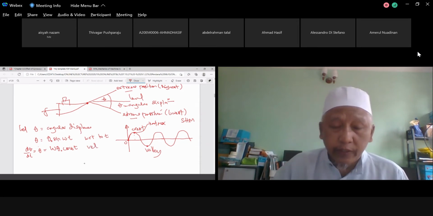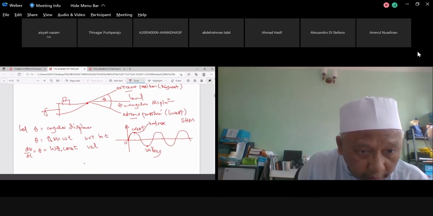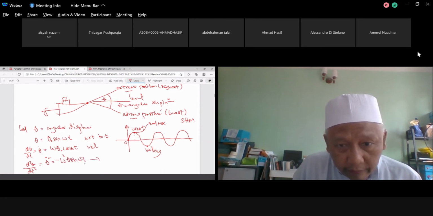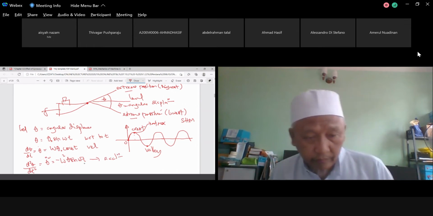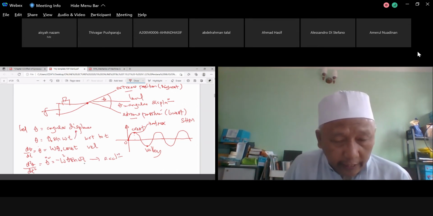Then we keep climbing until it reaches maximum. So we have d squared theta by dt squared, theta double dot, becoming negative omega squared theta naught sine omega t. This one is the acceleration. So we have displacement, velocity, and acceleration.